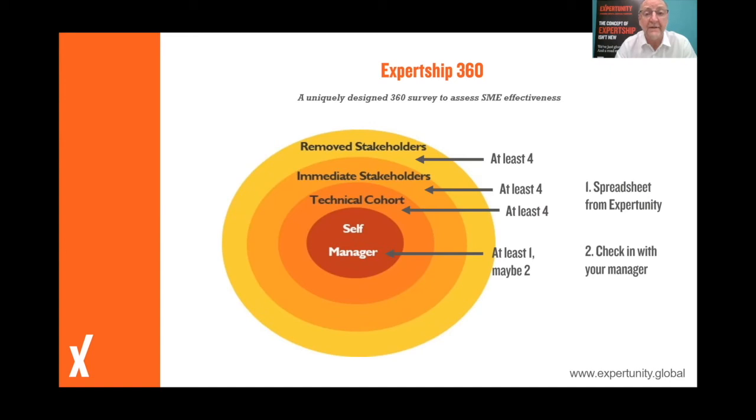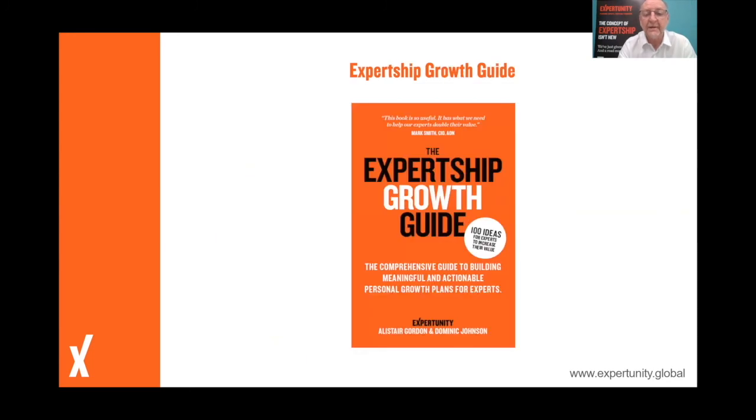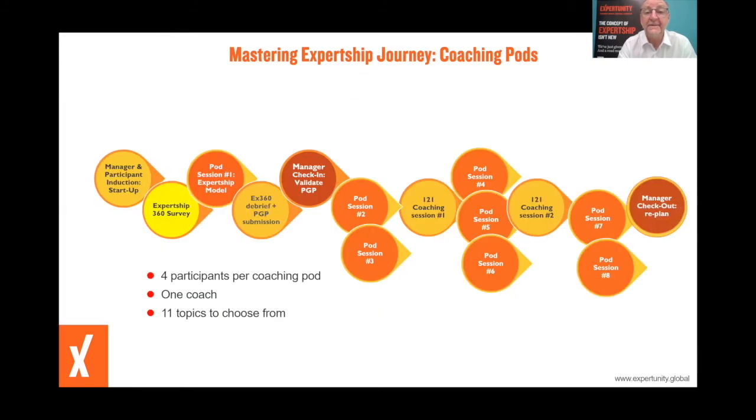If we get really good data in, then we'll get really good feedback and insights for your expert, and they'll be able to work on it. They'll also get a copy of this book, the Expertship Growth Guide, and this helps them develop their own personal growth plan. It also helps you as their manager take a look at the sorts of things they could be working on.